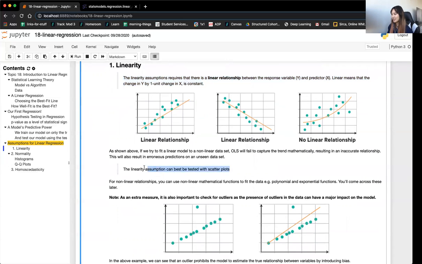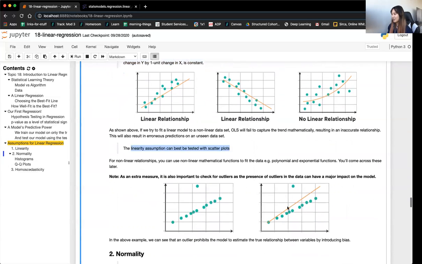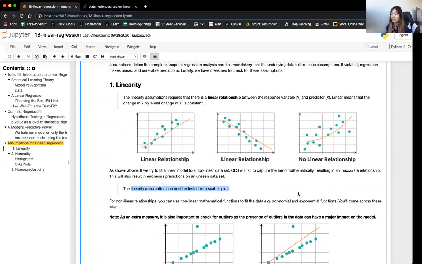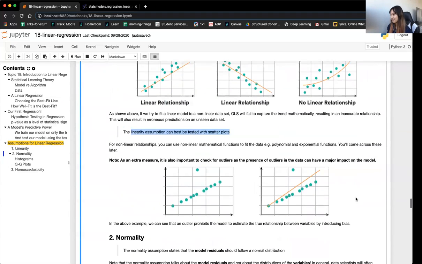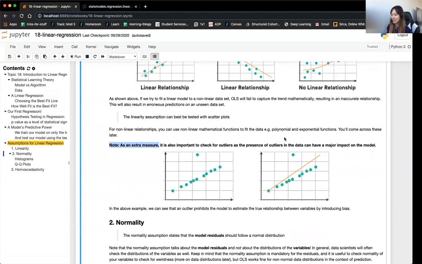So test it with scatter plots. There we go. What you would do if you have a nonlinear relationship, we'll actually talk about that in topic 20. Also important to check for outliers, because outliers can skew your model.